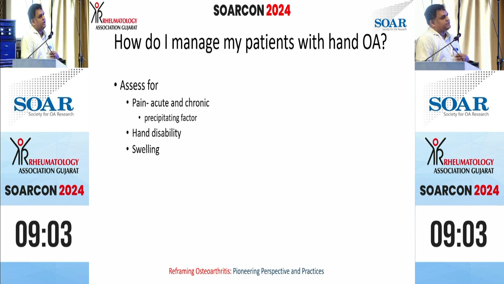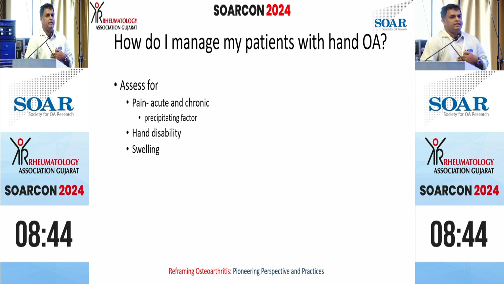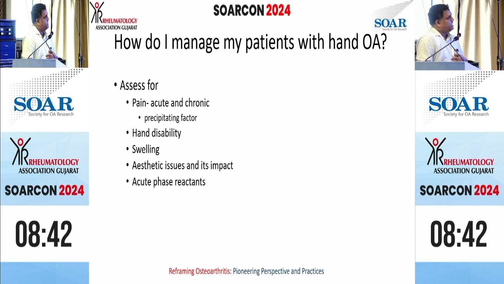Also, we need to assess for hand disability. What is the occupation that this patient has? Is she somebody who is a tailor? Then, of course, involvement of the first CMC joint is going to be troublesome. Somebody who loves embroidery, first CMC joint involvement is going to be troublesome. Then look for swelling, because swelling could be an indication that there is possibly an underlying inflammation in these patients. Aesthetic issues and their impact have to be addressed because these are quite significant, especially, as I mentioned, in younger patients, and also look for acute phase reactants.